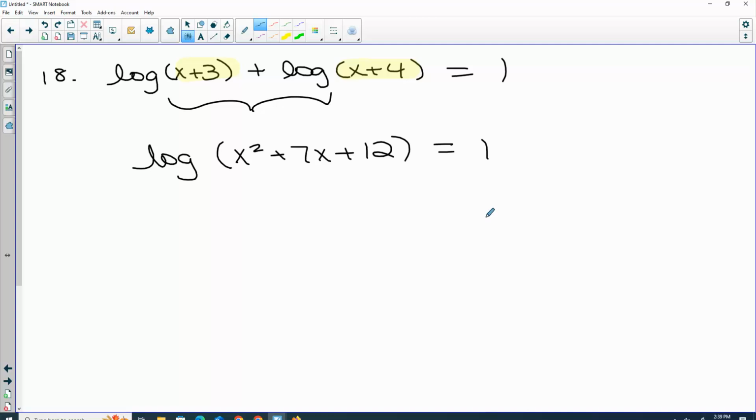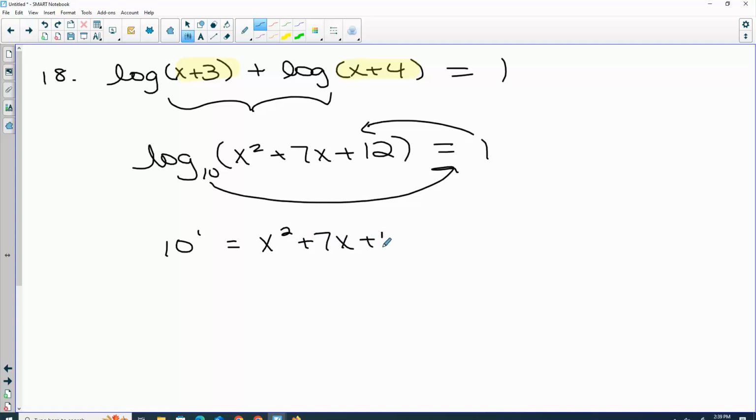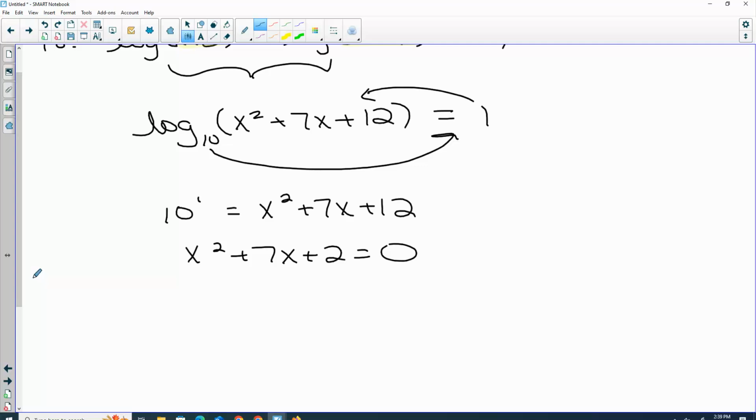If it's only on one, what do we have to do? What's the base of this log? Remember, these are like the first 4 questions going back and forth between the 2 forms. This is 10 to the first equals x squared plus 7x plus 12. Subtract over the 10. Oh, yeah. So we try to factor. Does anything multiply by 2 and add 7? No. So if we can't factor, what do we do?